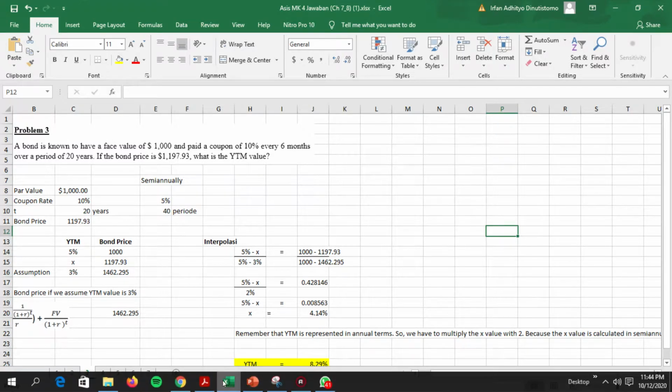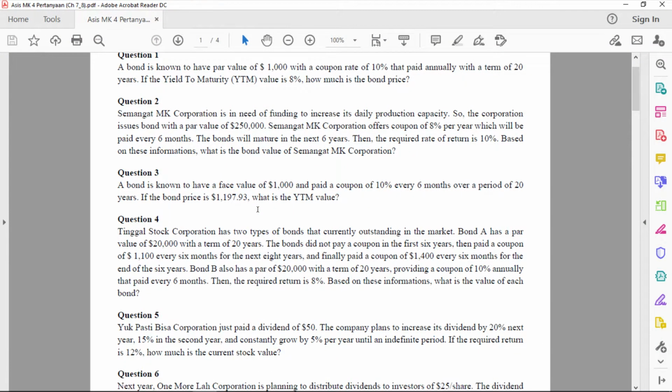Alright, so we're going to move to the third question. This is a bit different from the former ones. It states that a bond is known to have a face value of $1,000 and pays a coupon of 10% every 6 months over a period of 20 years. So you have the face value, the coupon rate, and the years to maturity.